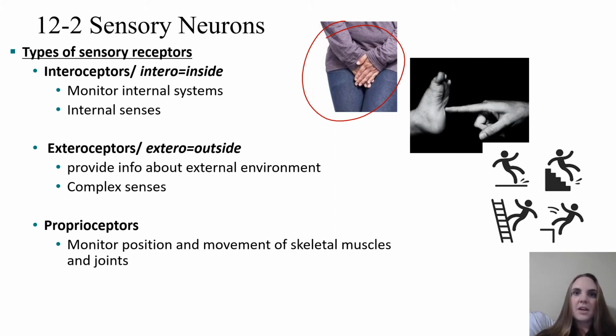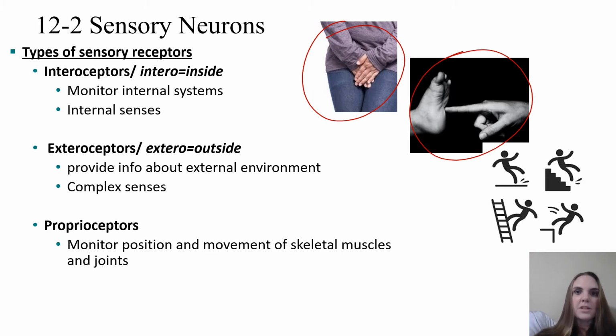Then we have exteroceptors, and extero is going to be referring to outside. And so the exteroceptors are going to provide information about the external environment, such as the temperature, touch, and pressure. Sorry, I missed something. The exteroceptors are also going to be involved in our complex senses like sight, smell, and hearing, which are monitoring things in the external environment as well.